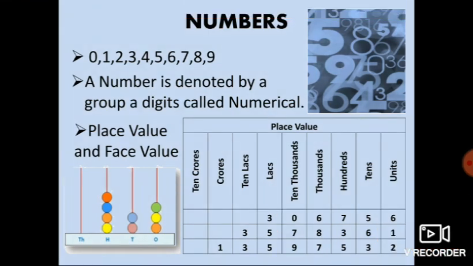Over to the next number, that is 3578361. We can read it as 35 lakhs 78,361. And the last number is 1 crore 35 lakhs 97,532. So it's so simple.